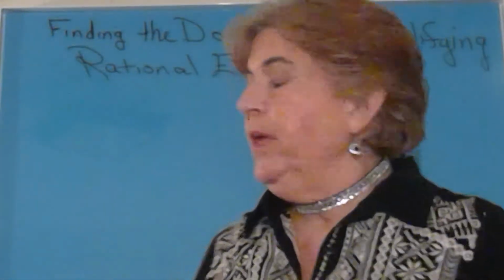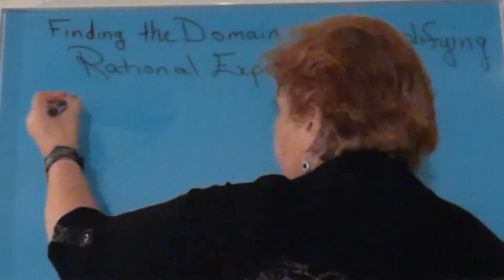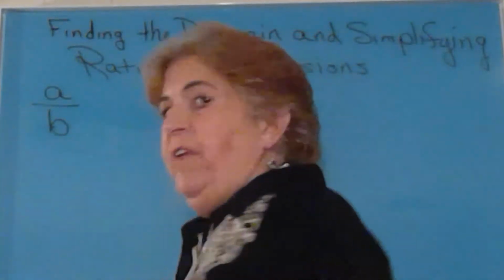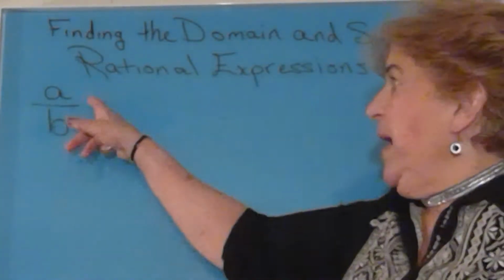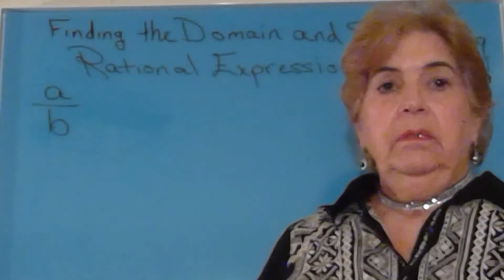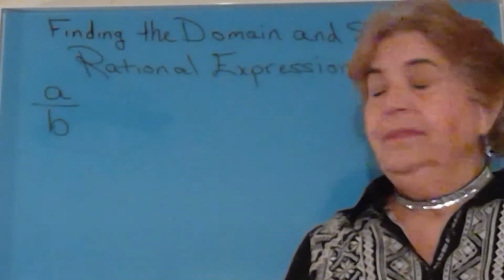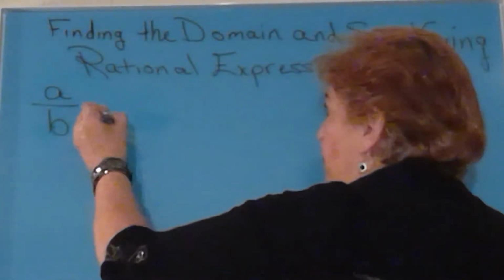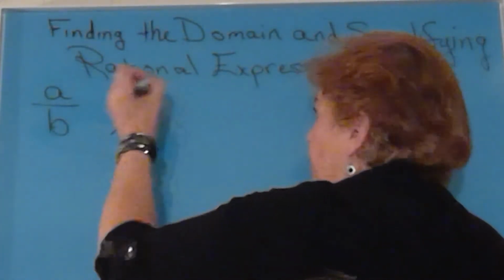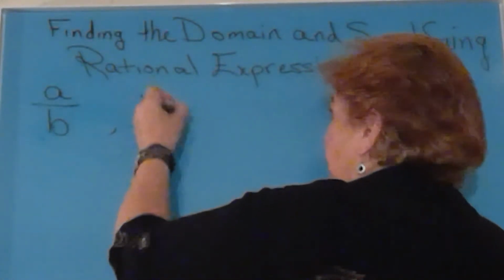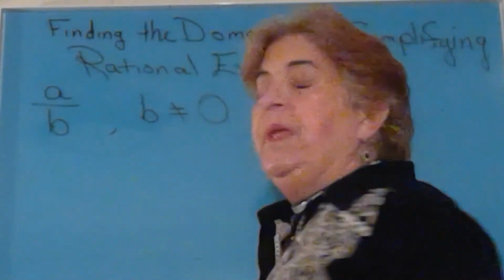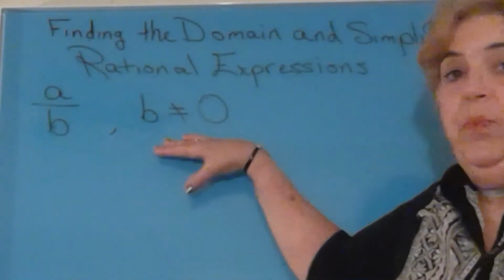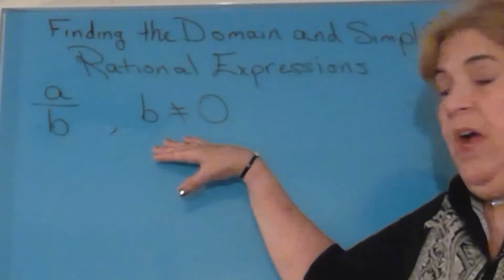To start off with, we know that a rational expression is any expression in the form of A over B, where A and B are polynomials. We also know that with any rational expression, B, which is the denominator, cannot be equal to 0. This is what we're going to use to find our domain.